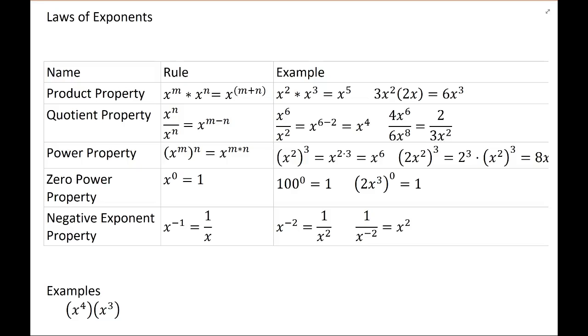All right, welcome to your first flip classroom. We're doing a lesson on laws of exponents.